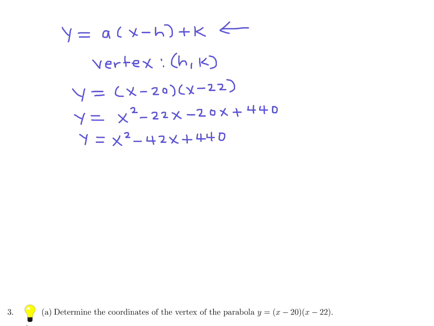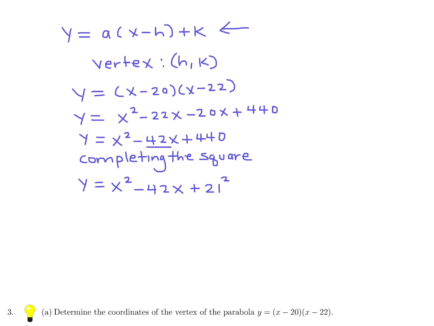Now, how do we get it in this form? Something called completing the square. Do you remember how to complete the square? If you do, that's great. If you don't, no problem, I'll teach you. Basically, you look at that coefficient, you take half of it, and then you square it. So in our case, half of 42 is 21, and you square it.